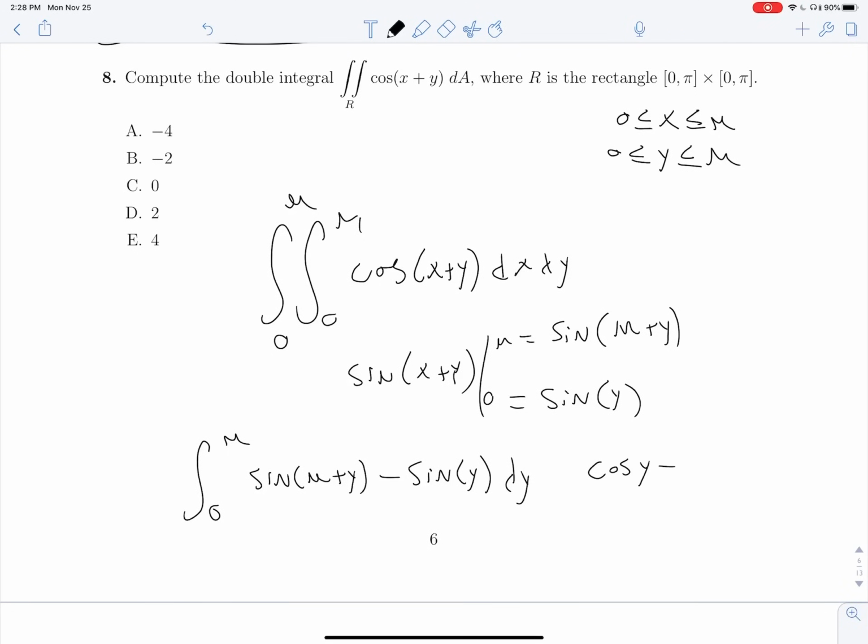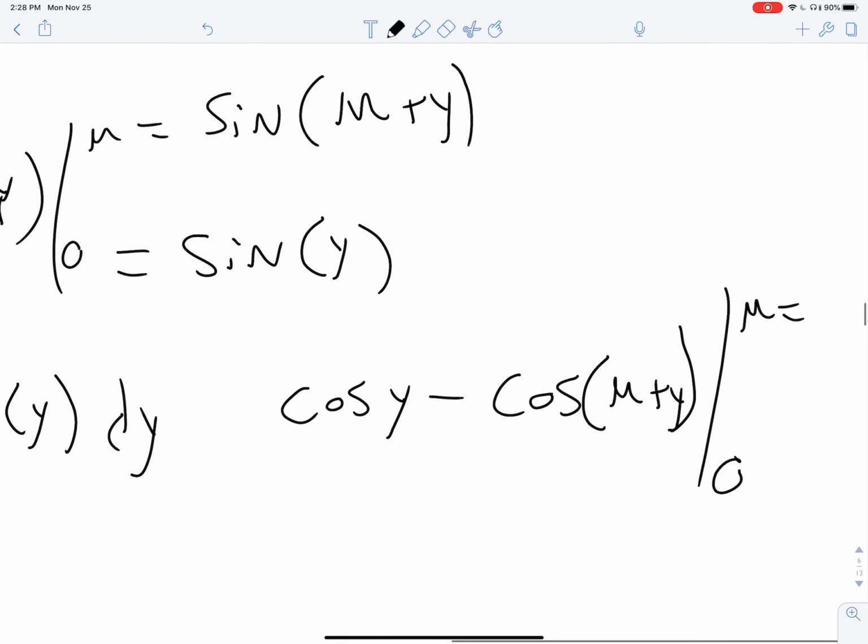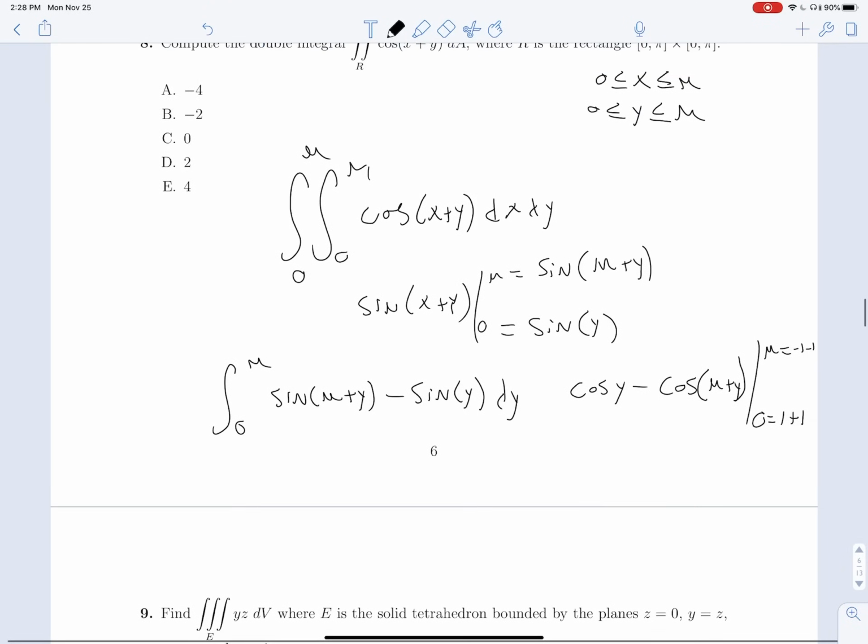cosine of y minus cosine of pi plus y on 0 to pi, and this is going to work out to cosine of pi minus cosine of 2 pi, so negative 1 minus 1, and then cosine of 0 minus cosine of pi is just going to be 1 plus 1. So overall, we get negative 4.